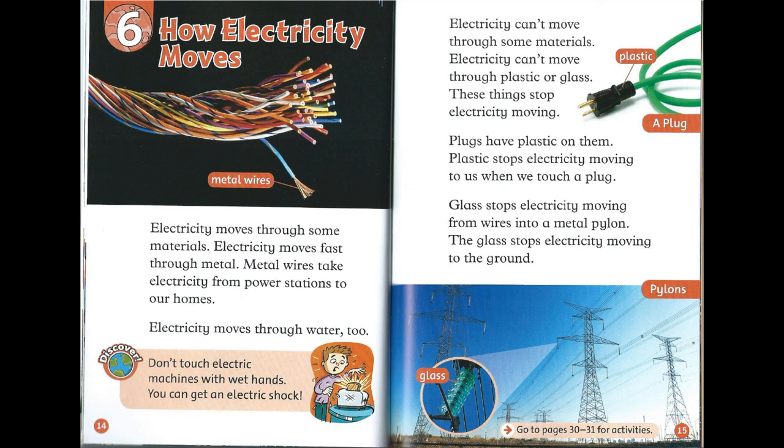Electricity can't move through some materials. Electricity can't move through plastic or glass. These things stop electricity moving. Plugs have plastic on them. Plastic stops electricity moving to us when we touch a plug.